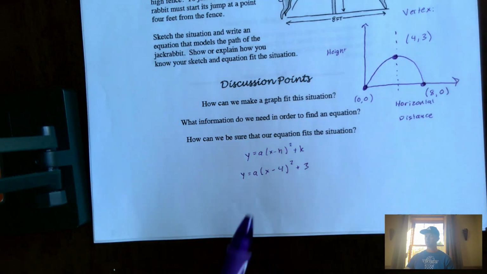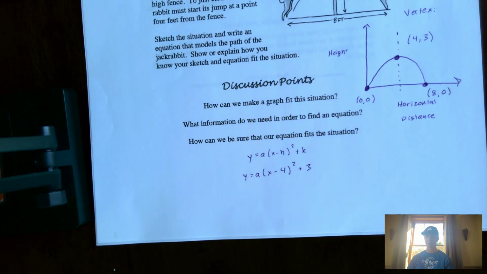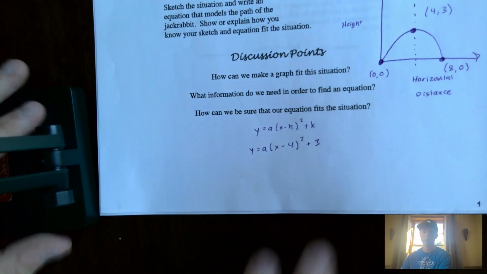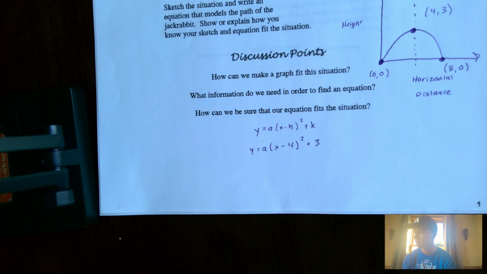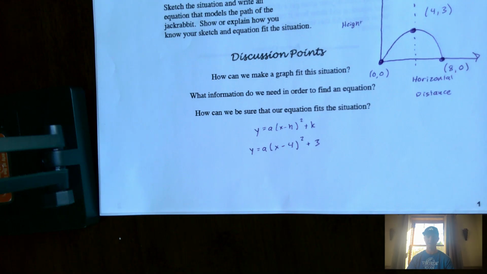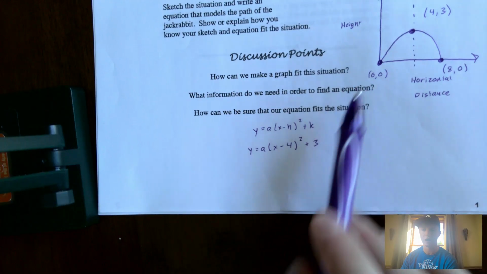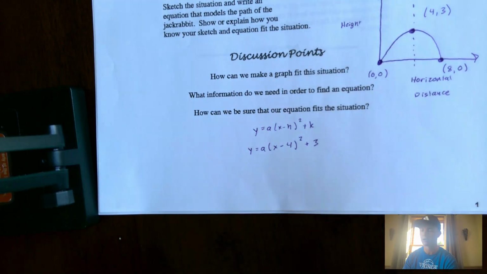Now you'll notice we have a couple more variables to look at. x and y are just the variables that we always write. But keep in mind that the a value is the stretch factor, and we might have a stretch factor here. It could be a normal parabola, but we don't know. Assuming normal circumstances, it's probably not going to be if a bunny jumps within that parabolic shape. So we're going to plug in some values for x and y in order to solve for the stretch factor.